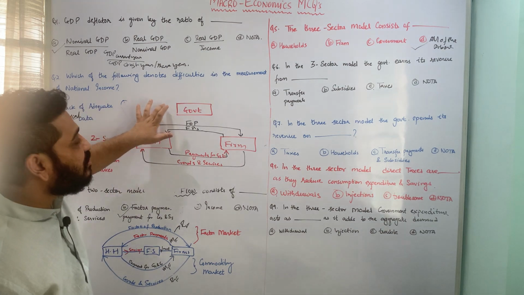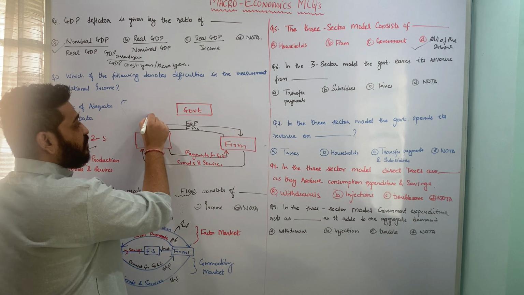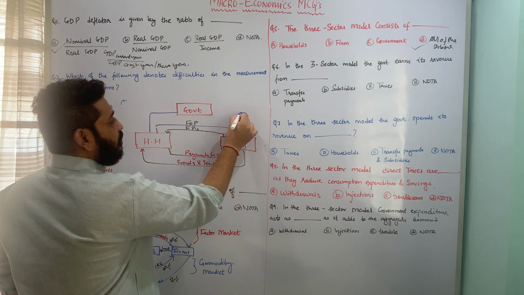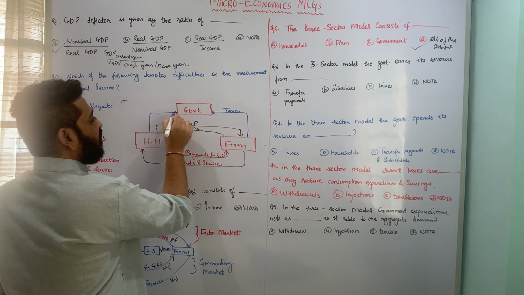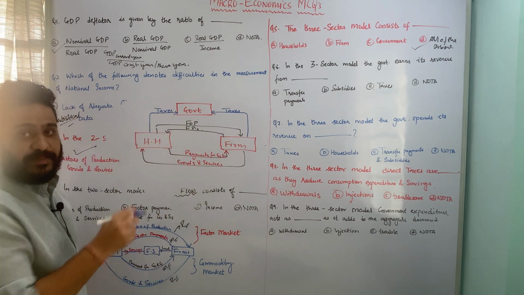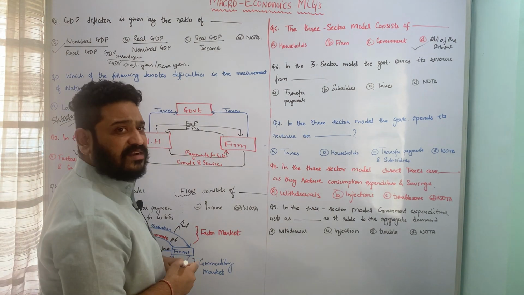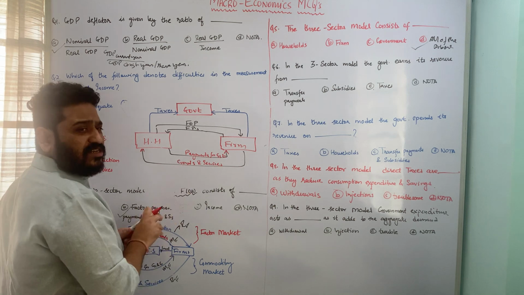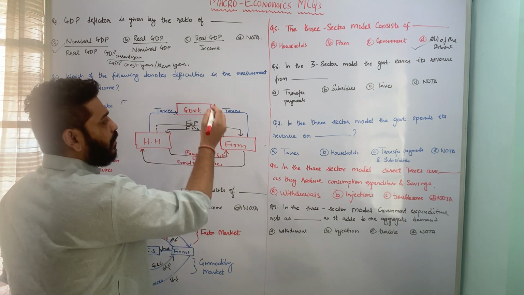Now when I add the third sector, which is government, what is happening is both the household as well as the firm are going to pay taxes to the government. So both are paying taxes to the government, but also the government is sending certain remuneration, say subsidies or transfer payments, to the firms and households.